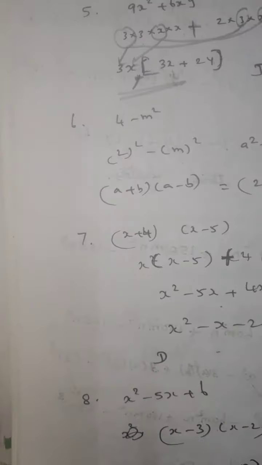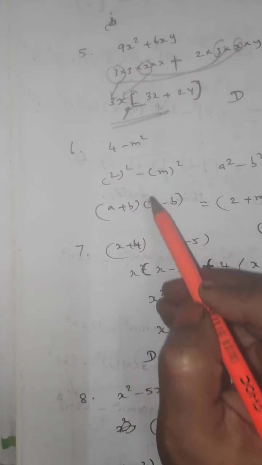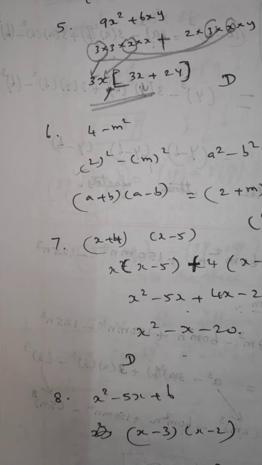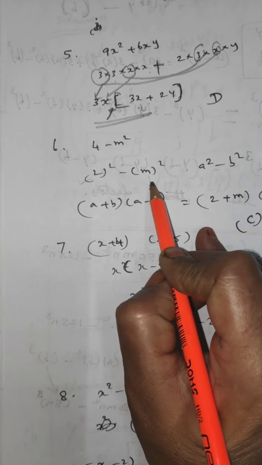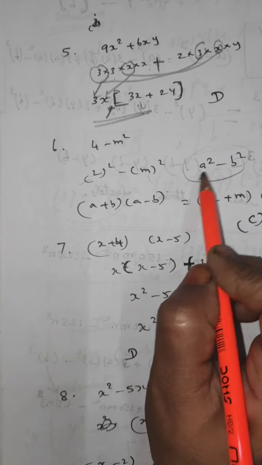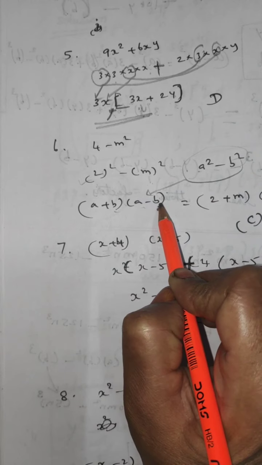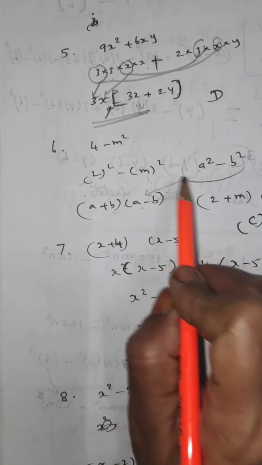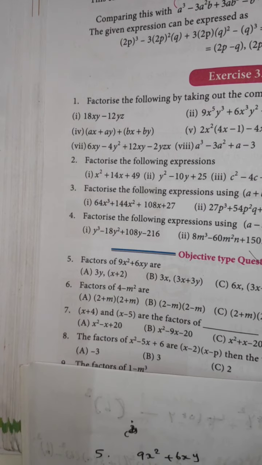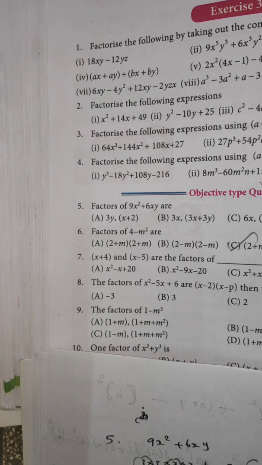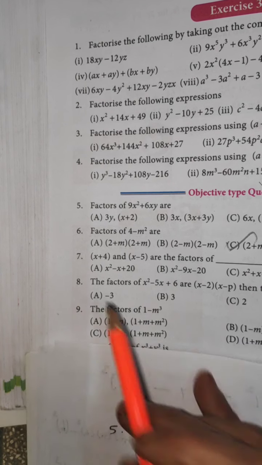You expand 4 as 2 whole squared, and m as m squared, so it is 2 squared minus m squared. This is the a squared minus b squared formula. What is the a squared minus b squared formula? A plus b into a minus b. For a you write 2, for b you write m. So 2 plus m, 2 minus m. Which option is correct there? C option is correct. Next question.